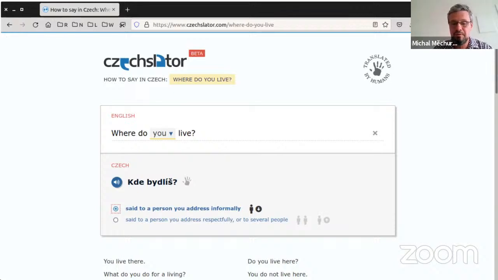So a very typical example is any sentence that contains the pronoun you, right, in English, because in English, you doesn't distinguish between singular and plural, whereas Czech does. So what CheckSlater does is that every time you have you in the sentence, it asks you which one you meant, whether you mean the singular reading or the plural reading, right? And you can change between them using these links, these buttons, right?